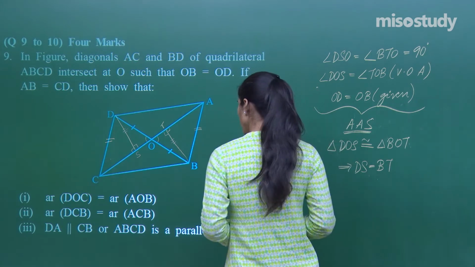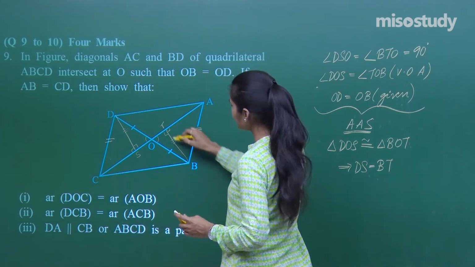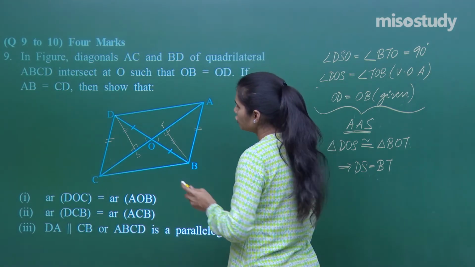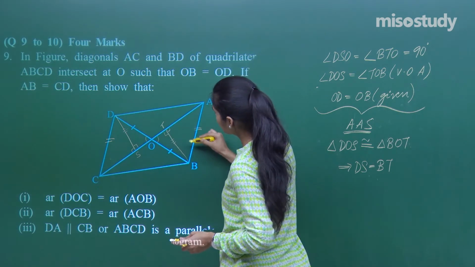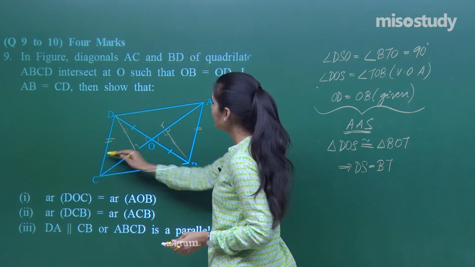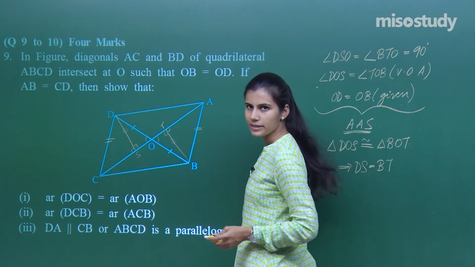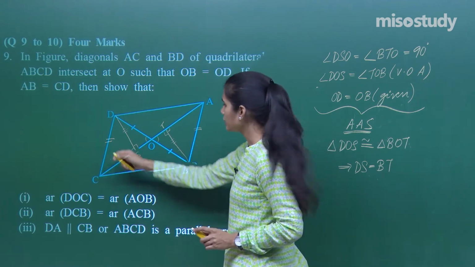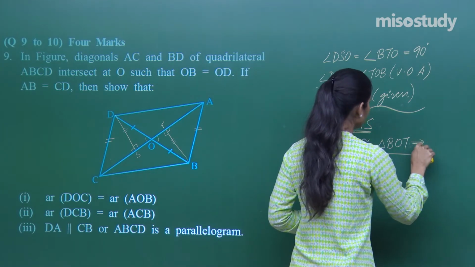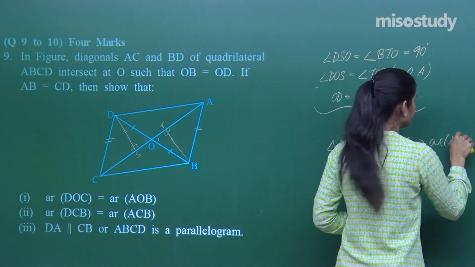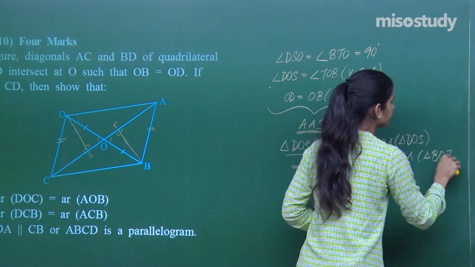Now that you have got this, focus upon the triangle DSC and ATB. You can see that one angle is 90 degrees here, one angle is 90 degrees here. DS is same as TB, we have proved this, and CD is given to be same as AB. Therefore by RHS congruence condition, both these triangles are also congruent. So if they are congruent, what do you mean? That area of triangle DOS is same as area of triangle BOT.